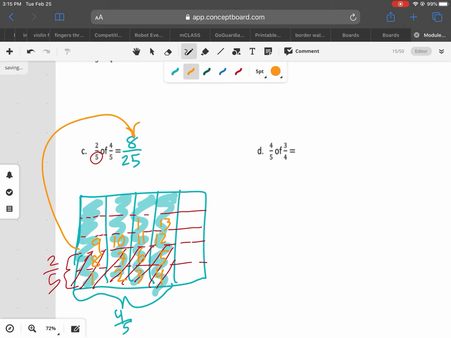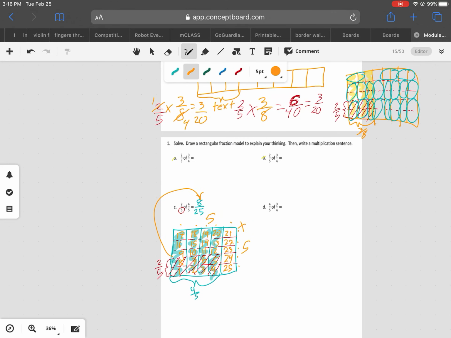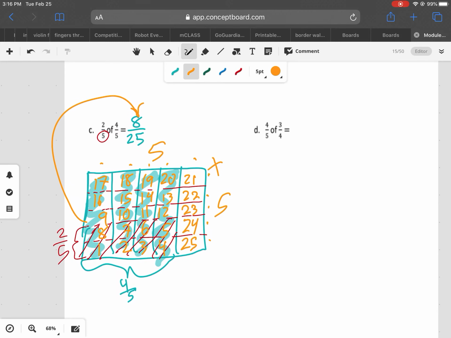All right, and then we continue 9, 10, 11, 12, 13, 14, 15, 16, 17, 18, 19, 20, 21, 22, 23, 24, 25. Now, I'm counting again, but if you count 1, 2, 3, 4, 5, there's 5 here, and there's 1, 2, 3, 4, 5 here. 5 times 5 will give us our area of 25. So that's a faster way of doing it.